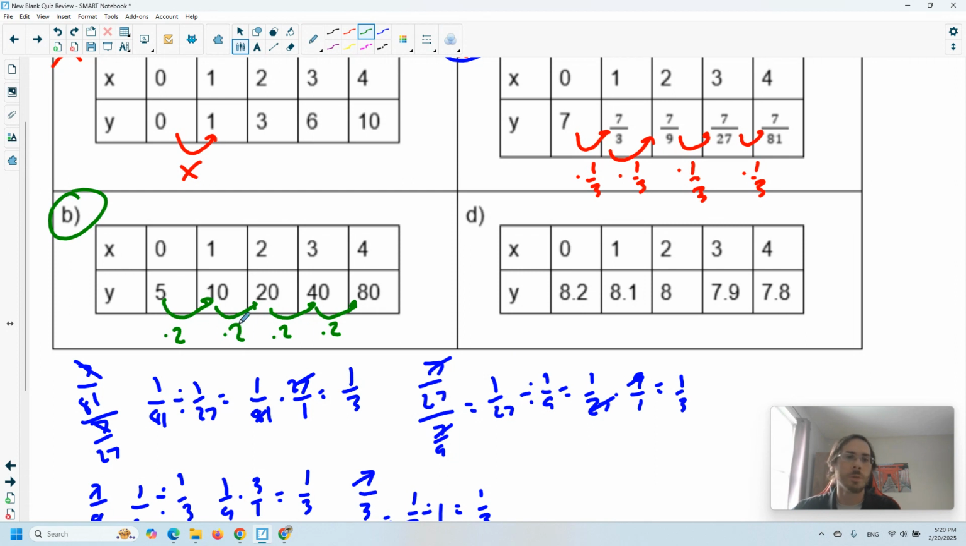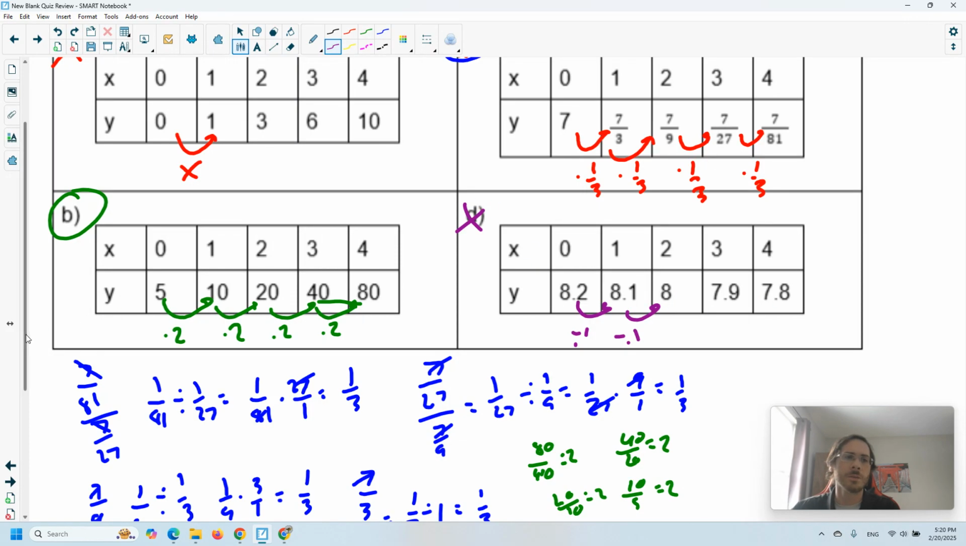Again, if we weren't sure what we were multiplying by, we would just check by dividing the two that are next to each other. 80 over 40 is 2. 40 over 20 is 2. 20 over 10 is 2. 10 over 5 is 2. So those all work out. For this one, we can see it's going down by 0.1 every time, but this is not adding or subtracting. This looks like it's minus 0.1 every time. So that looks like it's not right.